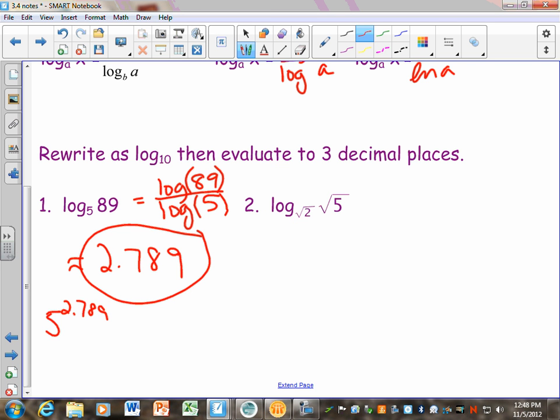I threw this one in because it adds in another set of parentheses when you're typing it in your calculator. This is saying the square root of 2 to what power equals the square root of 5. Definitely wouldn't want to do this without a calculator. The formula part, I hope, isn't that bad. The base goes on the bottom, so log square root of 2 on the bottom, log square root of 5 on the top. But again, I just want you to start practicing with your calculators here.